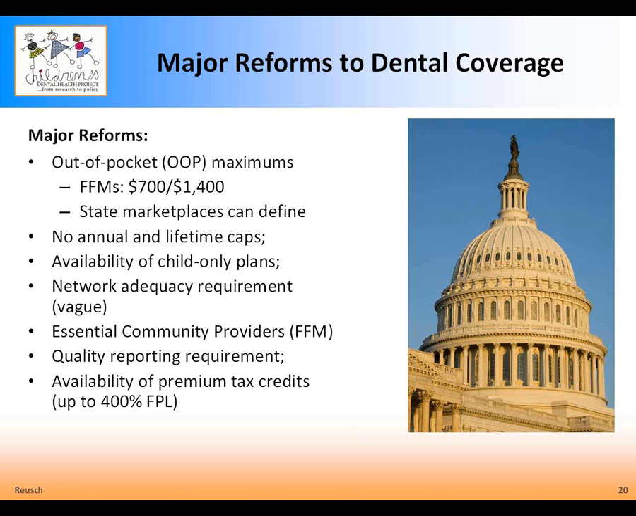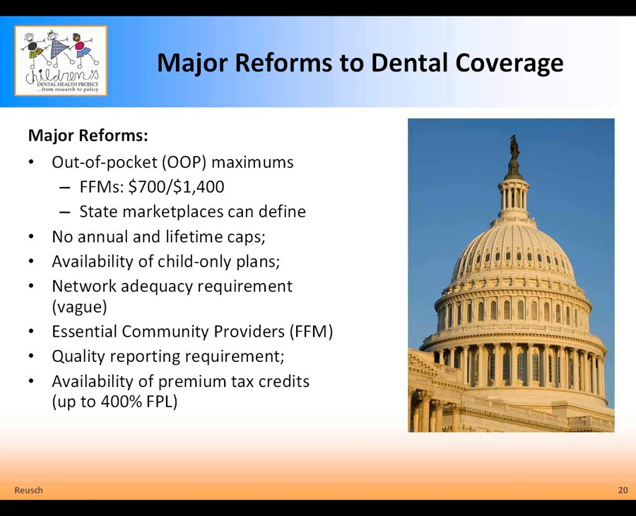So what the feds have done is, for the federally facilitated marketplaces like Ohio, that separate out-of-pocket maximum for dental plans is set at $700 per child or $1,400 for families that have more than one child. States setting up their own exchanges really have a lot of leeway in determining what's a reasonable out-of-pocket maximum for standalone dental plans.